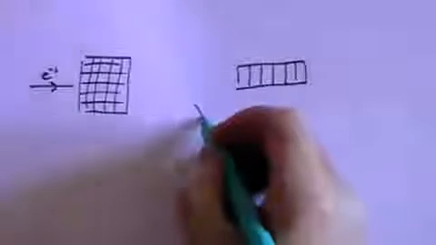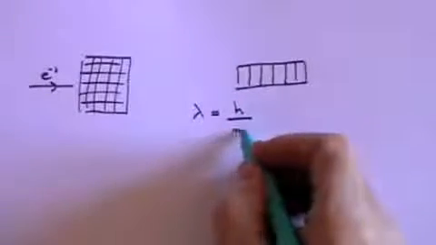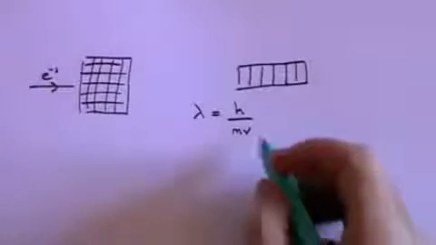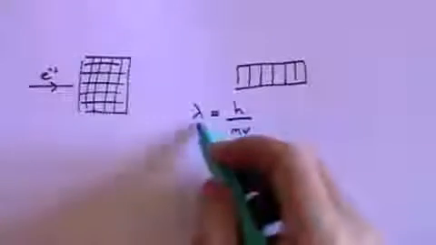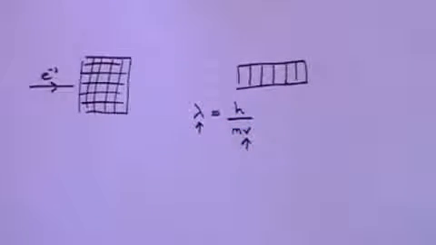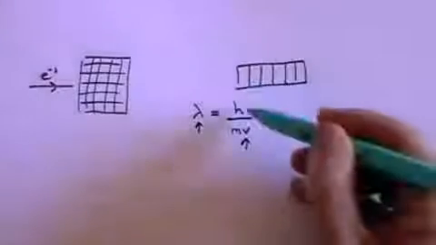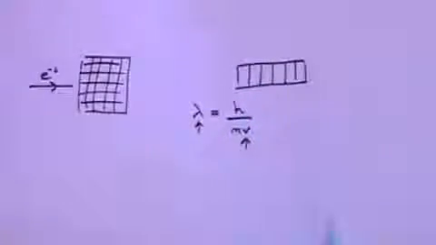And you'll see that if the wavelength of an electron is given by Planck's constant divided by mv, then if v is small, lambda will be large. If v is large, lambda will be small. But it's all governed by Planck's constant, which itself is a very small amount.